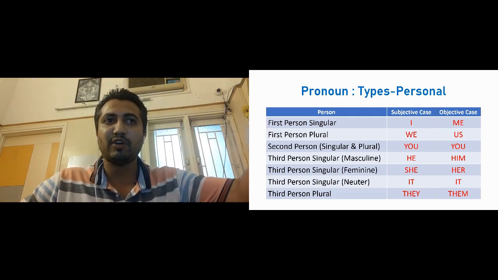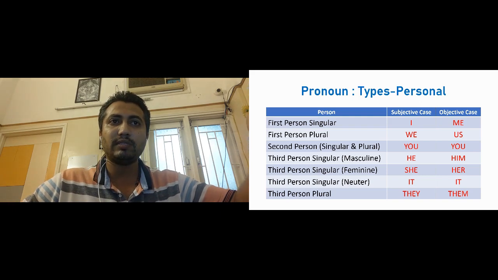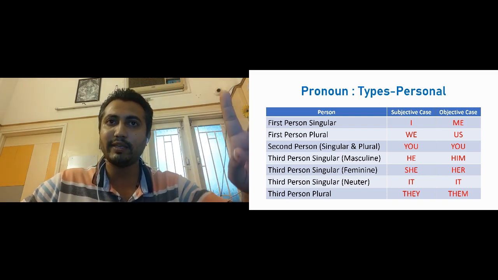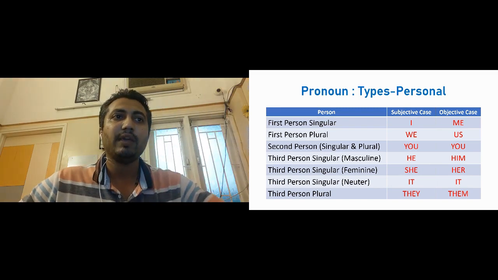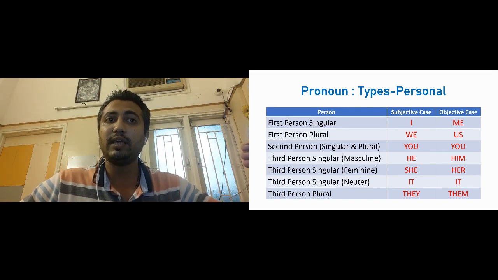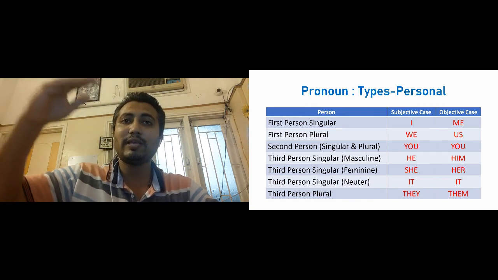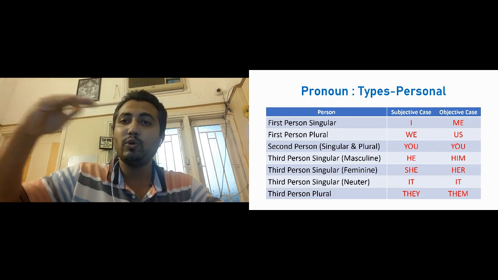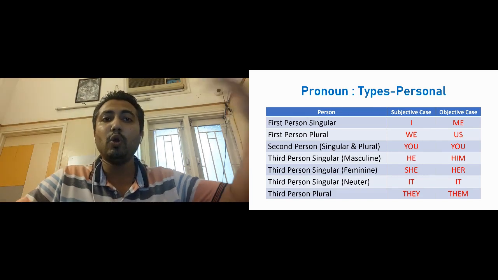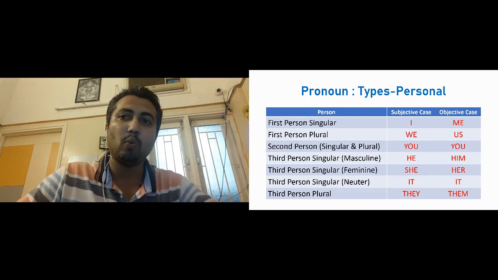First person singular, first person plural. Second person singular and plural are kept together because the pronouns of singular and plural in second person are the same. Then third person singular has three: masculine, feminine, neuter. The pronoun for masculine is separate, for feminine is separate, for neuter is separate, and then third person plural, if the third persons are more than one.